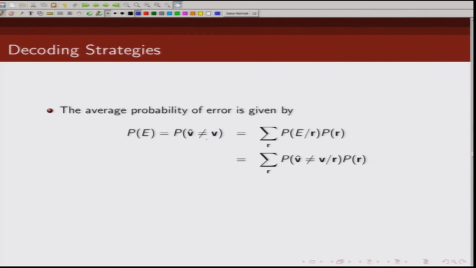So, this can be written as the probability of error given R, the receive sequence, multiplied by the probability of the receive sequence R, and summed over all possible receive sequences. And an error is nothing but when V is not the same as V hat. So, I can write this equation in this particular form. If I want to minimize the probability of error, I will have to minimize this. So, my decoding rule should be such that this is minimized. There are two terms in this, one is P of R and the other is this term.